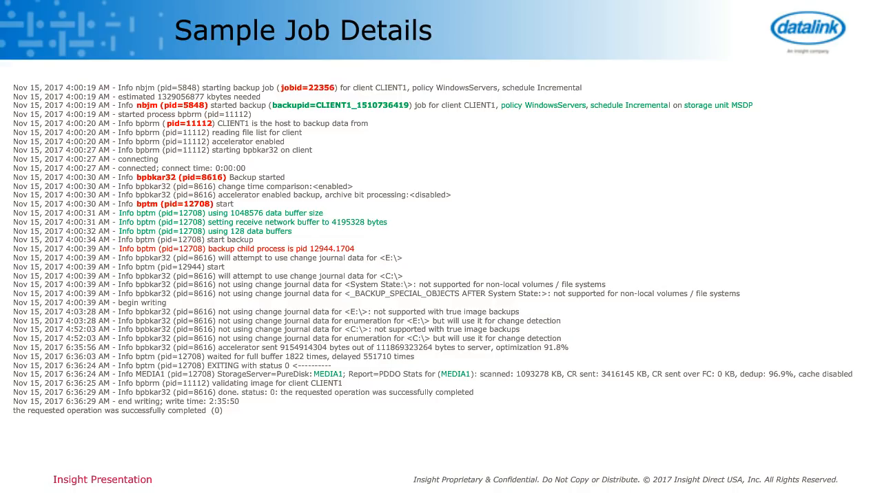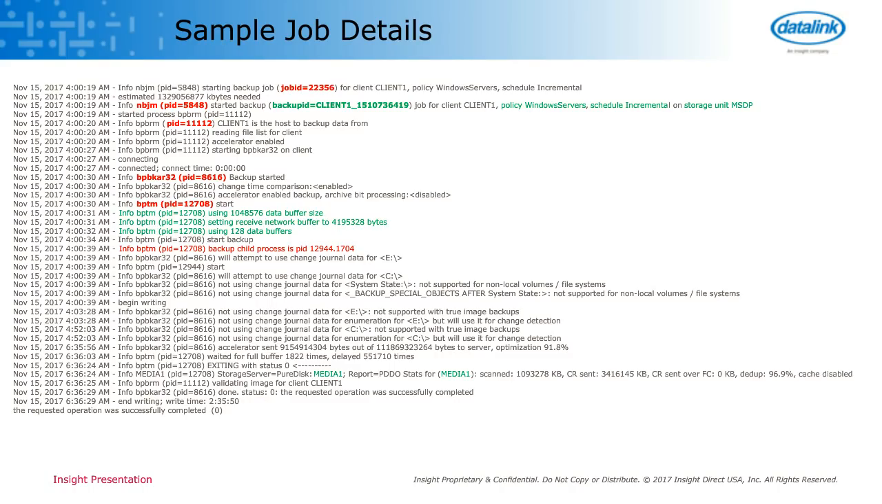We also have the policy name, the schedule, and in this case, the schedule is named incremental, and the storage unit it's going to, in this case, MSDP. Again, we see that PID. We also see the client name is listed, and it states clearly client 1 is the client we're backing up from. We also see BPBKAR PID right here, 8616.